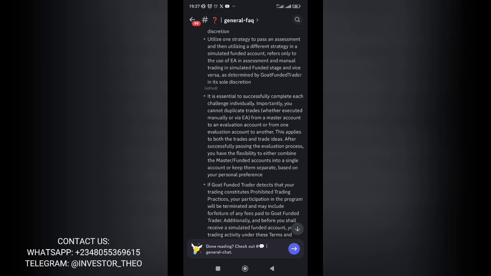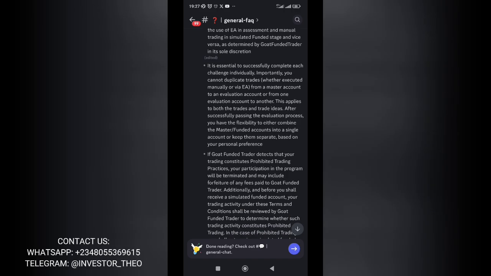So utilizing one strategy to pass an assessment and then utilizing a different strategy in the simulated funded accounts refers only to the use of EA in assessment and manual trading in a simulated funded account and vice versa, as determined by GoatFunded Trader in its sole discretion. So basically, some people will use EA to pass accounts and then just trade normally, or trade normally and then start using EA. So GoatFunded doesn't want that.